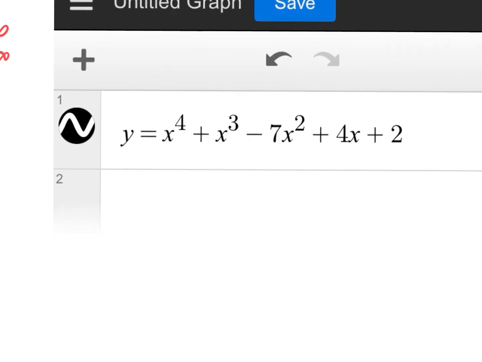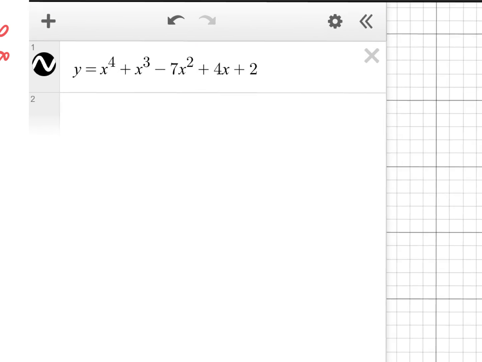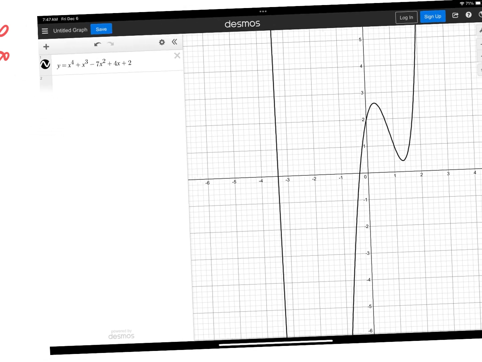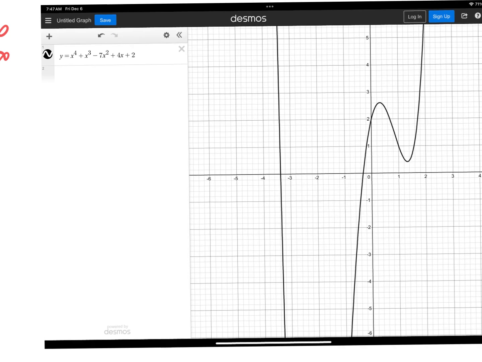So check it out. If you graphed it correctly, I just wanted to show you that you do end up with the same end behavior, both of them up, right? The leading coefficient's positive, so the end behavior is both up. If the leading coefficient had been negative, it would get reflected down, right?